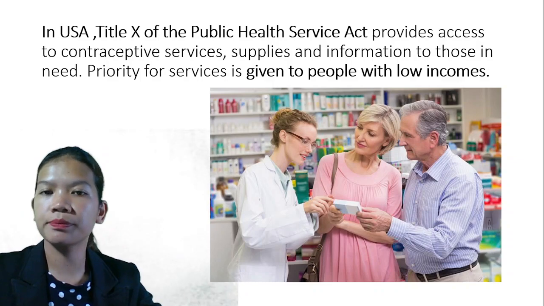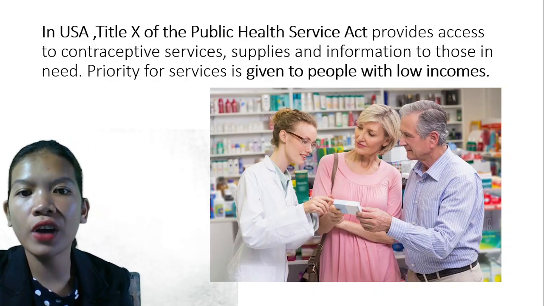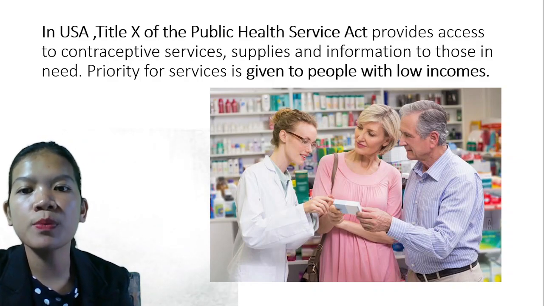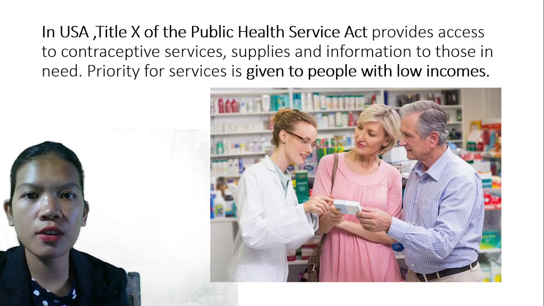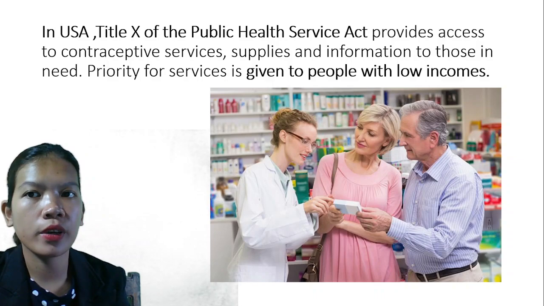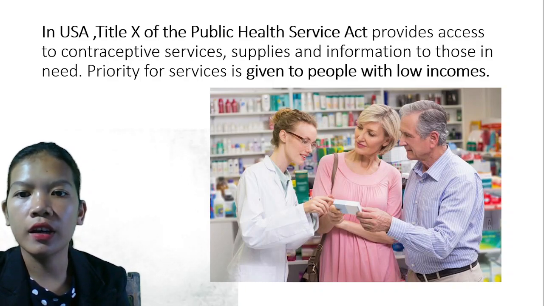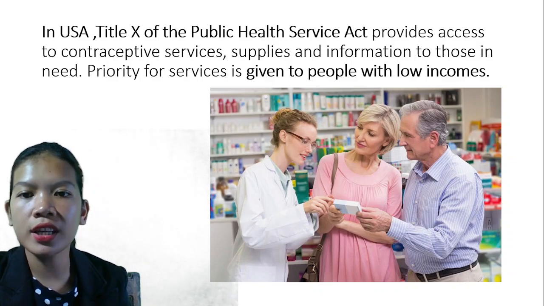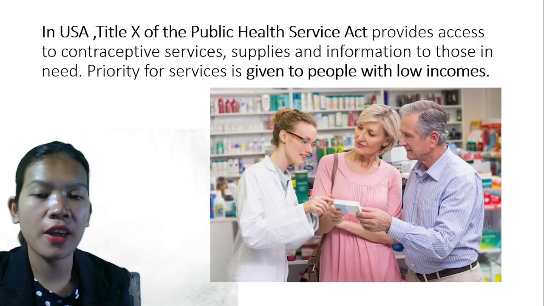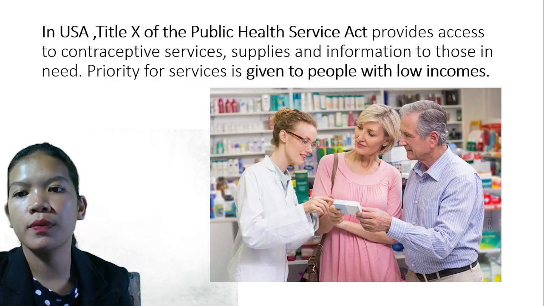So in the USA, in 1970, Title X of the Public Health Service Act provided access to contraceptive services, supplies, and information to those in need. Priority for these services is given to people with low income. That is why it is called Title X. This program is administered through the Office of Population Affairs under the Office of Public Health and Science. The funding is for family planning clinics throughout the nation which provide reproductive health care, including abortion.